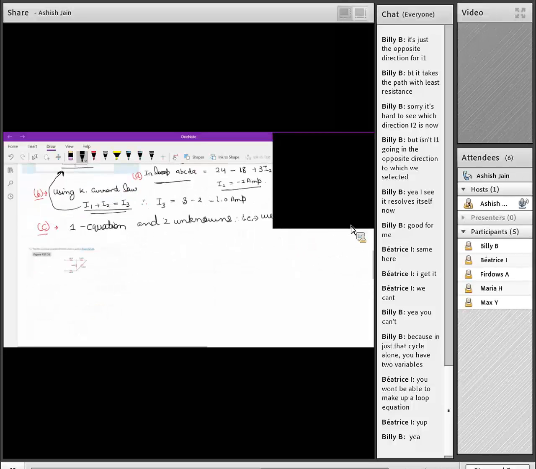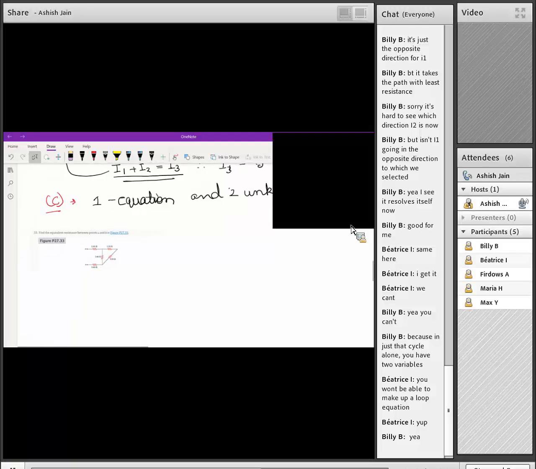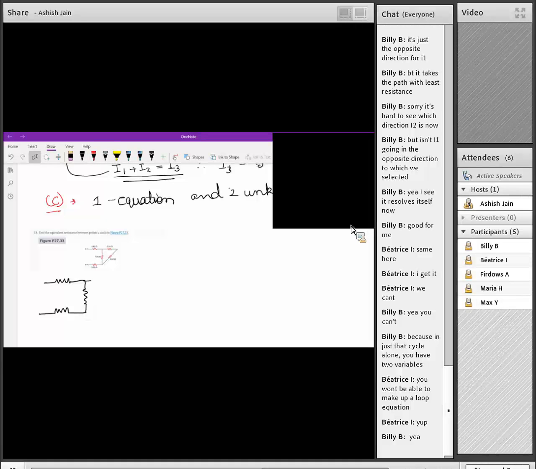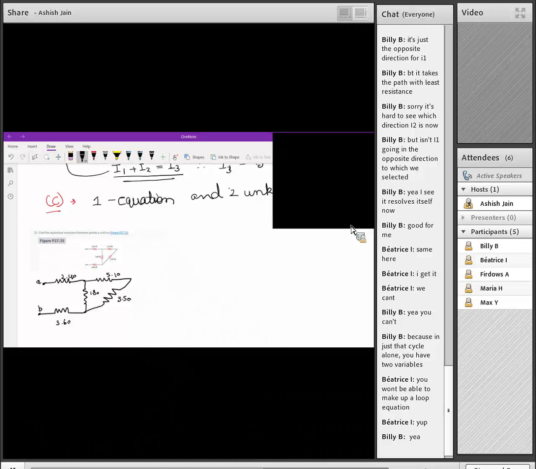Okay, let's move on to the easiest question of today. Find the equivalent resistance between point A and B. So let me solve it like this. You have to find the total resistance between point A and point B. You just keep solving the circuit, simplify it. Keep simplifying until you get a single resistor.